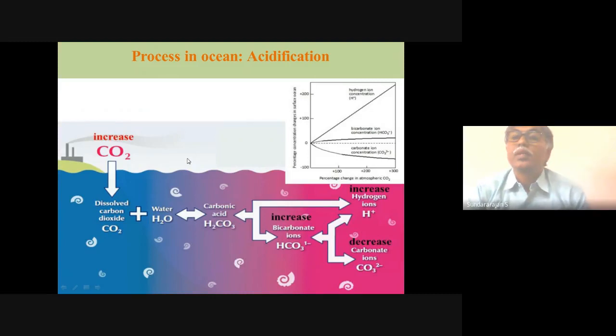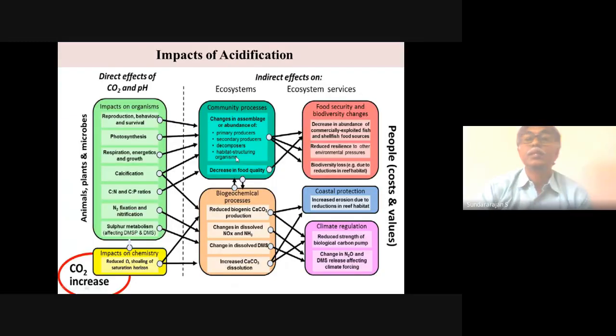As the percentage of atmospheric CO2 increases, the carbonate ion decreases and the hydrogen ion increases with respect to the CO2 concentration in the atmosphere. So this is the impact of acidification. There are direct effects of CO2 on pH, and of pH on organisms.